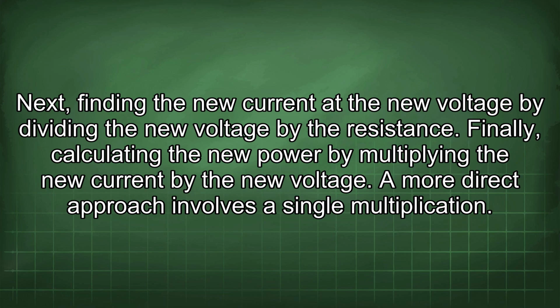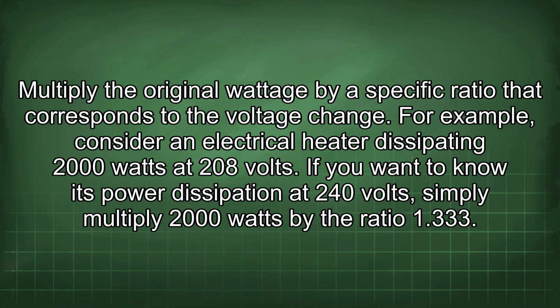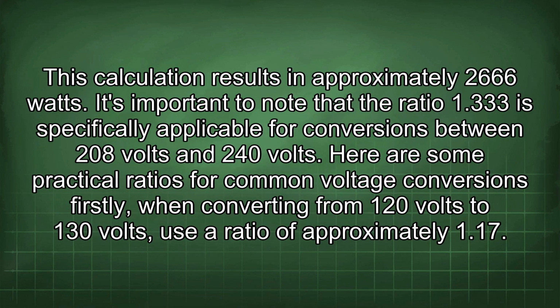A more direct approach involves a single multiplication. Multiply the original wattage by a specific ratio that corresponds to the voltage change. For example, consider an electrical heater dissipating 2000 watts at 208 volts. If you want to know its power dissipation at 240 volts, simply multiply 2000 watts by the ratio 1.333. This calculation results in approximately 2666 watts. It's important to note that the ratio 1.333 is specifically applicable for conversions between 208 volts and 240 volts.